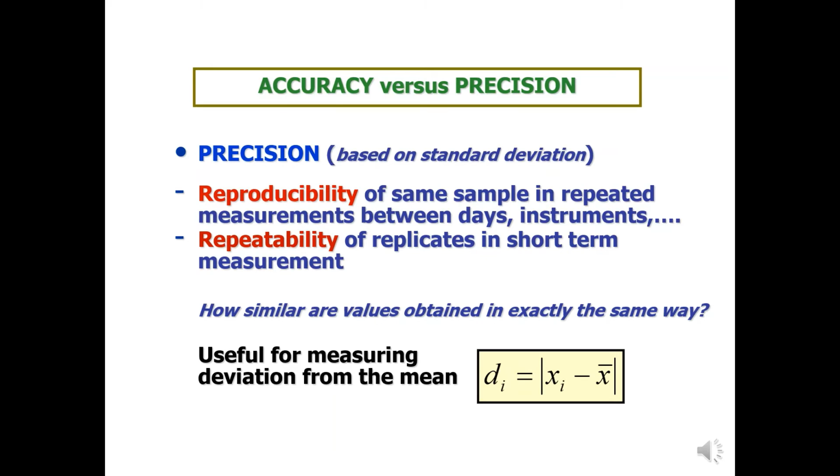For repeatability, we are running replicates and repeating it over a short period of time. All replicates are run today. So we check the repeatability. And if it shows a good precision, small standard deviation, it reflects that the method is repeatable. Okay, so this is what we mean by precision based on standard deviation: small standard deviation, good precision. It reflects a good method that we are employing.